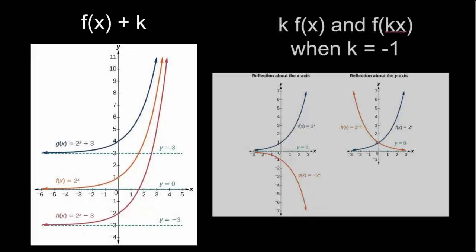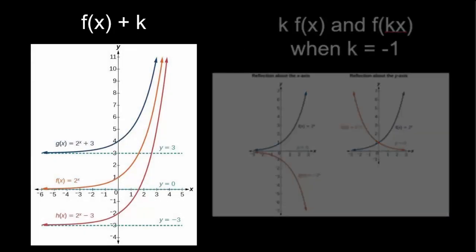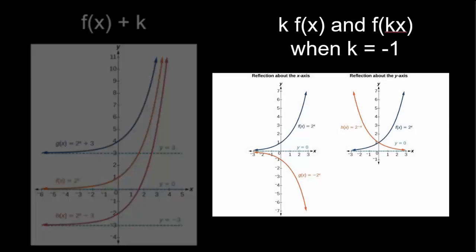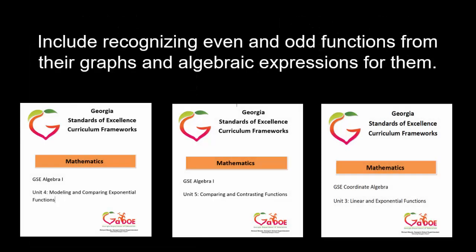the expected focus would also be on vertical translations, but it would also include reflections about the x and y axis. Because linear and exponential functions do not provide ample context to address the odd and even functions portion of standard F.BF.3, this portion of the standard has been struck through and is not expected to be addressed in the linear and exponential units of Algebra 1 and Coordinate Algebra.